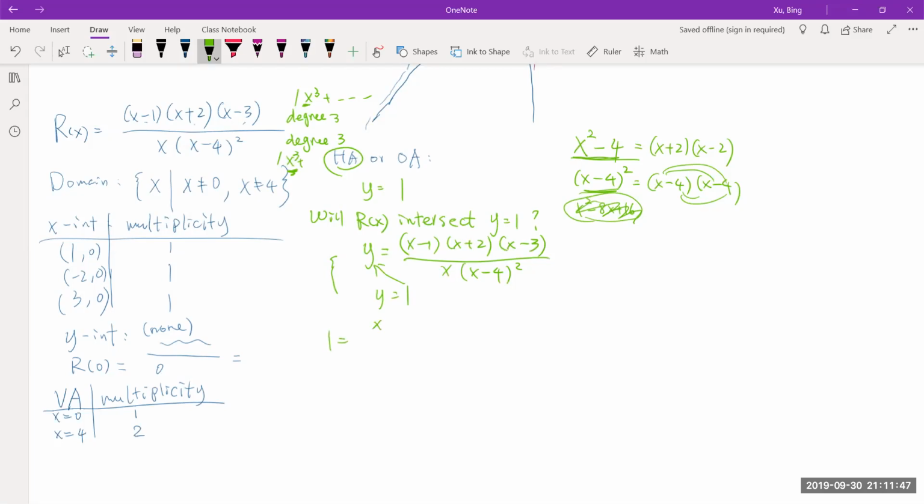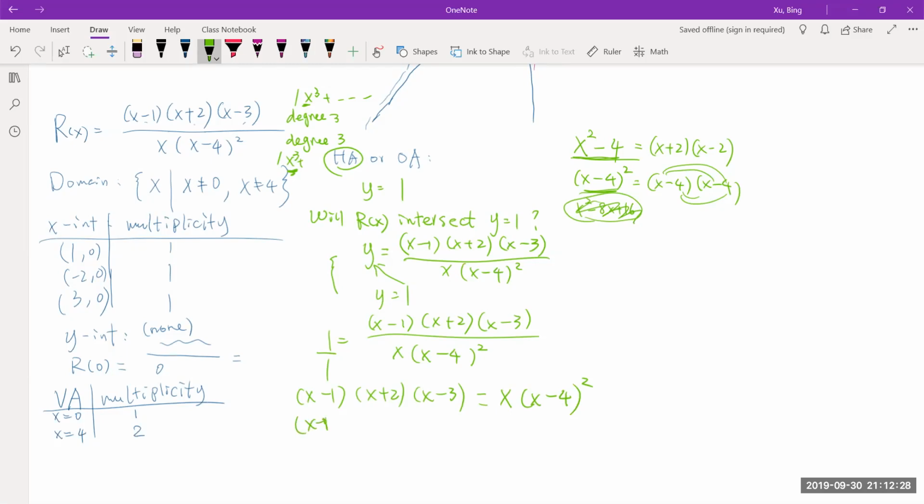Looks pretty ugly. I don't even want to look at this problem, but let's see. All right, so cross multiply. On top we have x minus 1 times x plus 2 times x minus 3, equals x times x minus 4 squared. Any shortcut on this? I don't see one. So I have to use the worst way, just to FOIL and multiply.